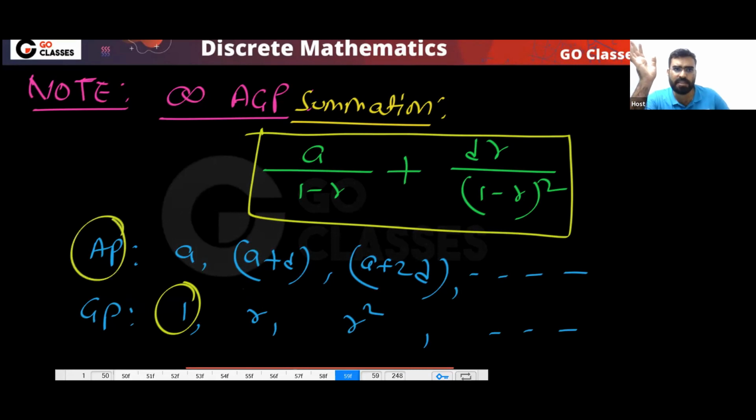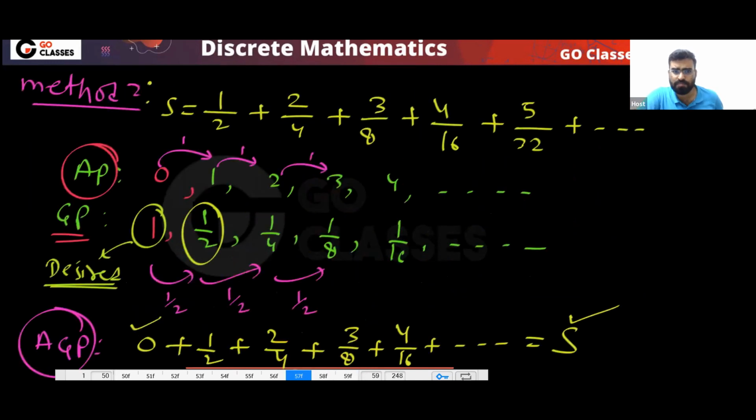In this AP, this is your A. Your GP should start from 1. Your AP is A, A plus D, A plus 2D. So this is the idea. This is the infinite AGP formula. You can just apply this formula, but you have to take care.